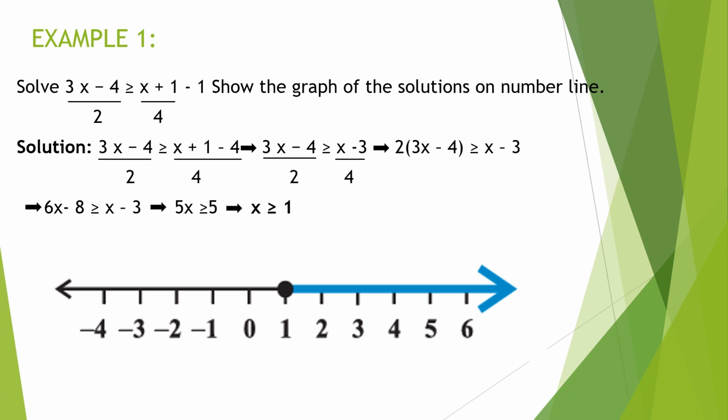Multiply by 4 on both the sides. So we get 2 into (3x minus 4) greater than or equal to x minus 3. After simplification it is x greater than or equal to 1. So on the number line, how do you show? Since it is greater than or equal to 1, we will have a dark circle on 1 and the dark line on the right hand side of 1. This is how it is represented on the number line.